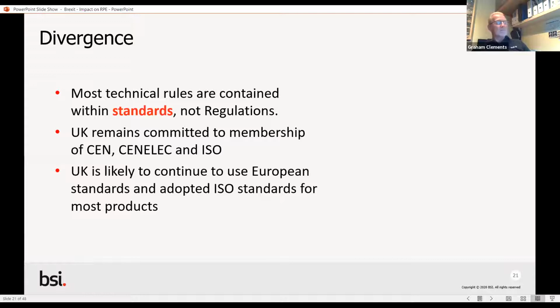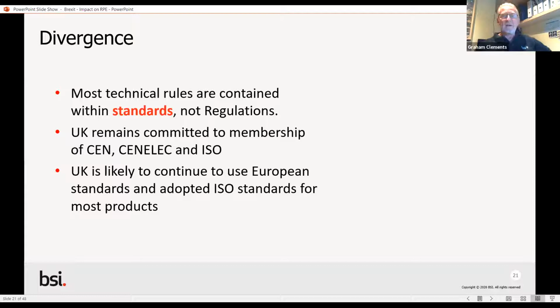And we're going to continue to use European standards unless one doesn't exist. And we have issues within respiratory protective equipment for CBRN use. We use a BS standard because there is no EN standard available. But largely, the UK adopts ISOs in the same way that Europe has adopted ISOs. And in fact, often the UK adopts an ISO before Europe adopts the ISO.